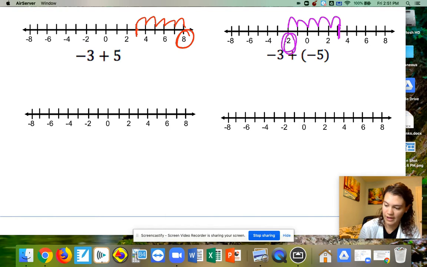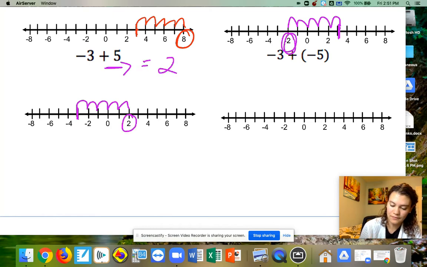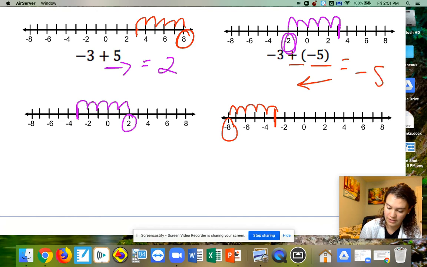So we have negative 3 plus 5. So start at negative 3. We're adding a positive 5, so we're going to go to the right. Go 1, 2, 3, 4, 5. Your answer is positive 2. And the last one, start at negative 3 again. Start right here. And then we're adding a negative 5, so we want to go left. 1, 2, 3, 4, 5. And your answer is negative 8.